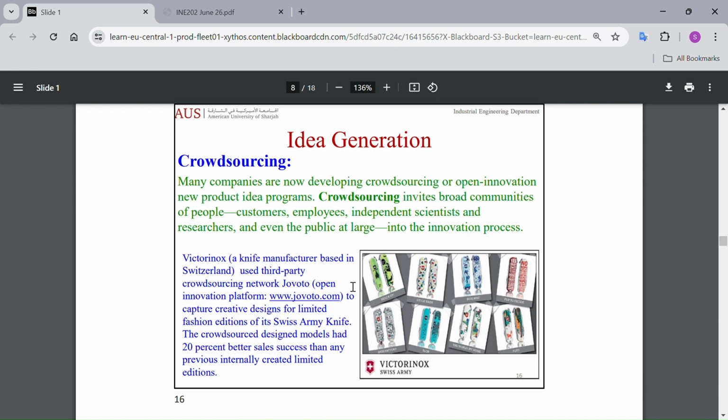Now, idea generation can use crowdsourcing. Many companies are now developing crowdsourcing or open innovation new product idea programs. Crowdsourcing really invites everyone, including customers, employees, scientists, experts, researchers, even the public at large. You can do surveys, go to the streets, malls, supermarkets, ask people, and include them in the innovation process, because in the end, our product is gonna be for them.